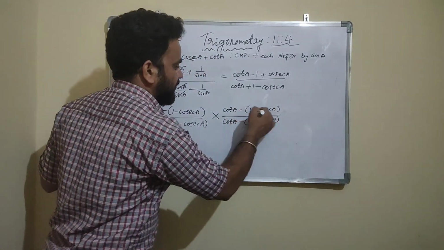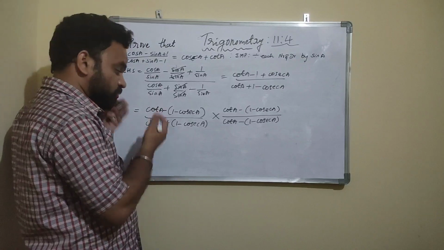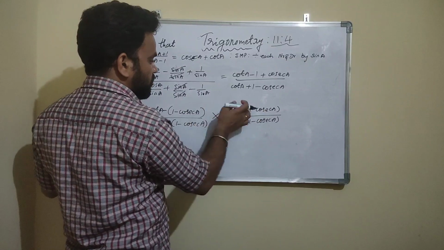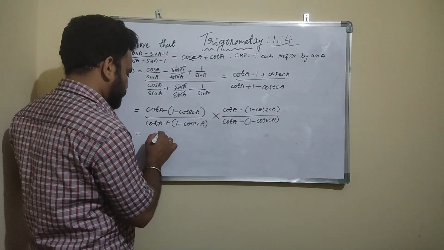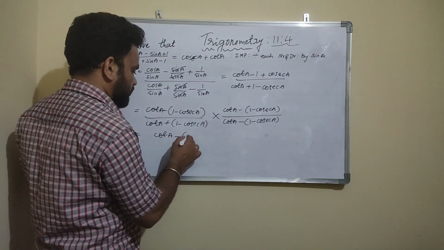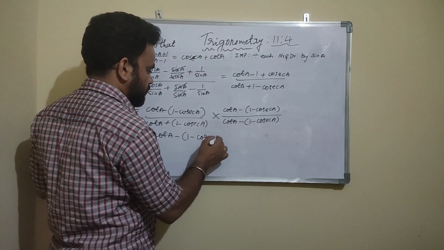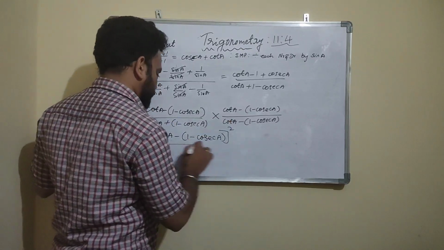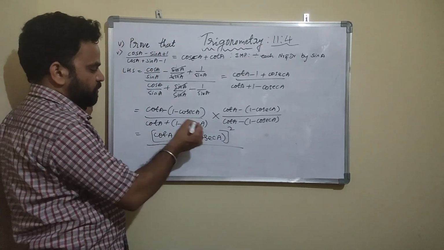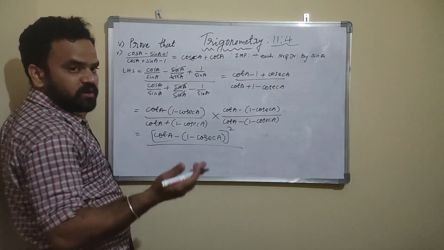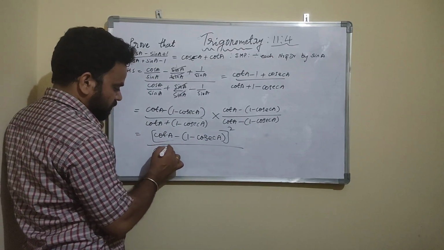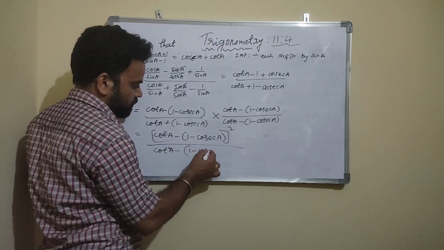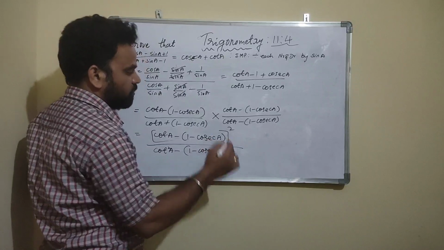And please don't cancel here and write once again. To do some steps, we divide and multiply here. Now you see cot A minus, same thing, cot A minus, both are same only. What we can write? Its whole square, that is (cot A minus 1 minus cosec A) whole square, divided by, here also same, (a plus b) into (a minus b) is a square minus b square, that is cot square A minus (1 minus cosec A) whole square.